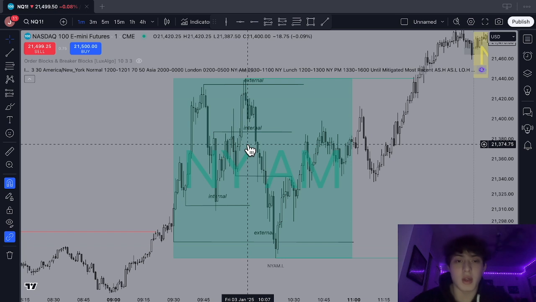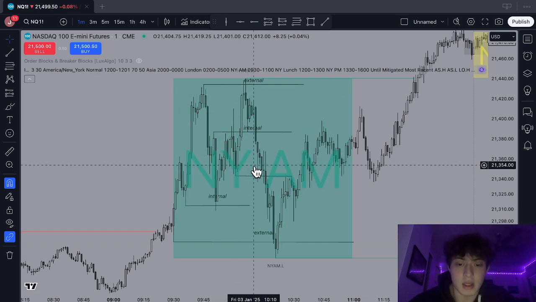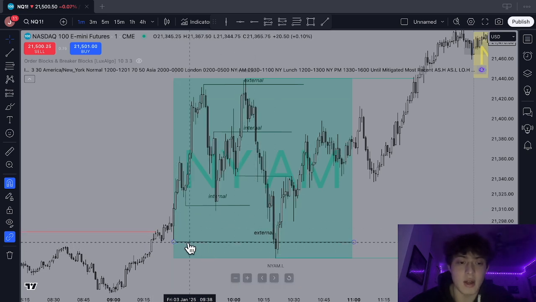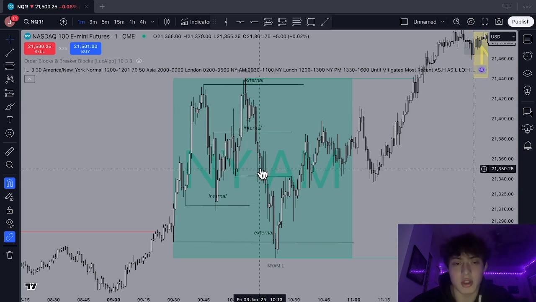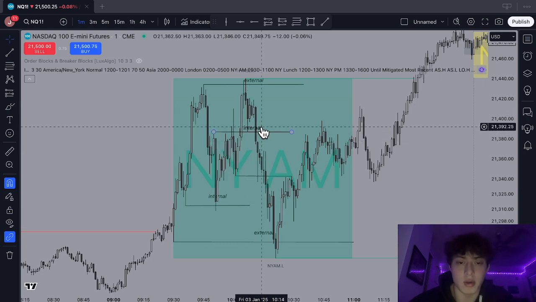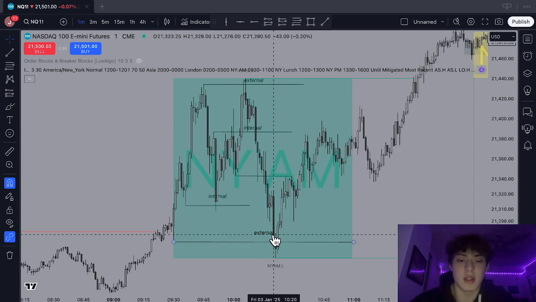Then when external liquidity is taken at this high, we assume it's going to go to the next big liquidity pool, and that is the downside, or these data lows, this external liquidity right here. But on the way down, price should chop and take out its own internal liquidity. So it should take out a high, take out a low. Then on the way down to the external liquidity, it should take out the internal liquidity.